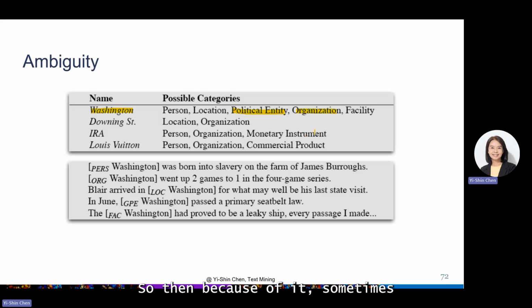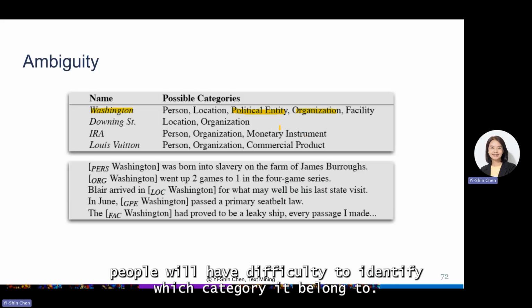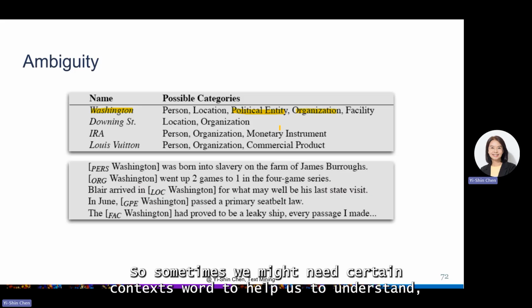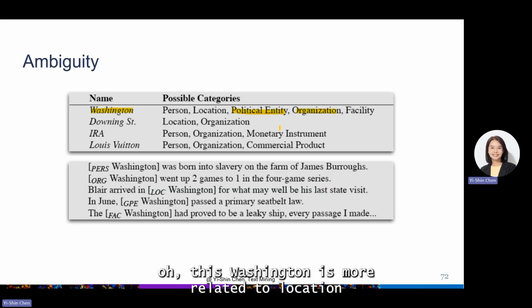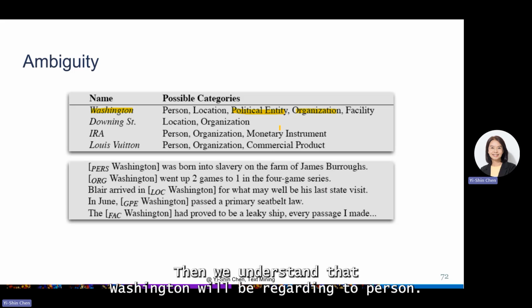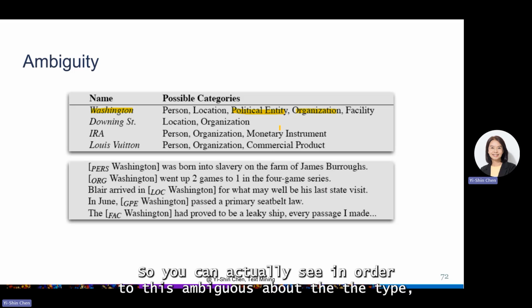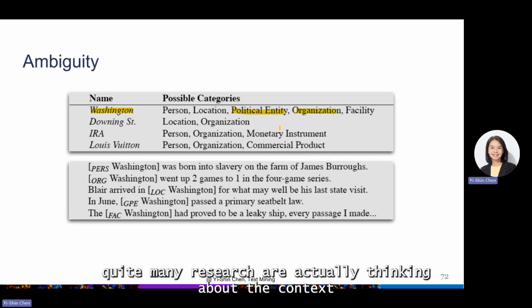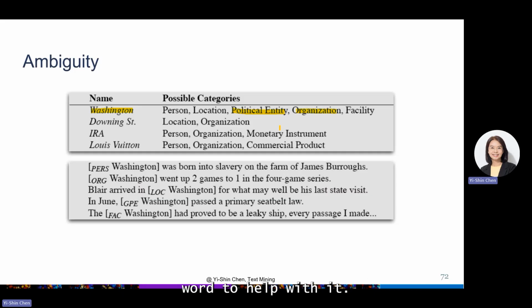Okay, so because of it, sometimes people will have difficulty identifying which category it belongs to. So sometimes we might need certain context words to help us understand, oh, this Washington is more related to a location. That Washington, because we say Washington, and afterward we see "he, blah, blah, blah," then we understand, oh, that Washington is regarding a person. So in order to disambiguate the type, quite many researchers are thinking about context words to help with it.